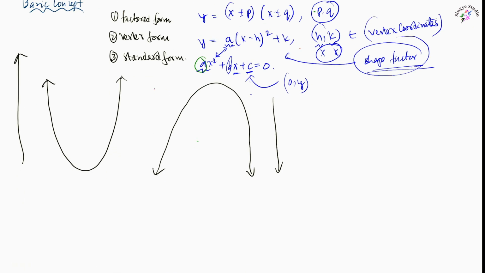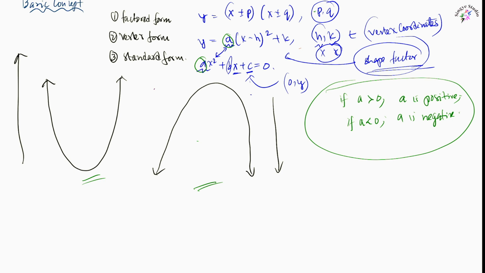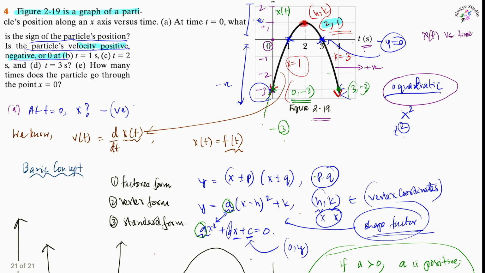Therefore, this shape factor, as I said earlier, if a is greater than 0, which means a is positive, then it will describe the upward parabola. But if a is less than 0, which means a is negative, then it will describe the downward parabola. With this information, now we are sure of one thing, that for this curve the a value should be less than 0, it should be negative something.